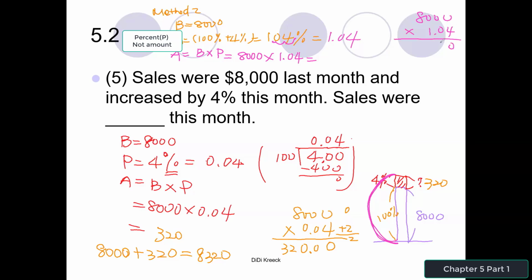4 times 0, 4 times 0, 4 times 0, 4 times 8. 0 times 0 is 0. Okay, 1 times 0, 1 times 0, 1 times 0, 1 times 8. Here I have 0 decimal places. I have 2 decimal places. So I should place the decimal point at 2 decimal places. So there we have 320.